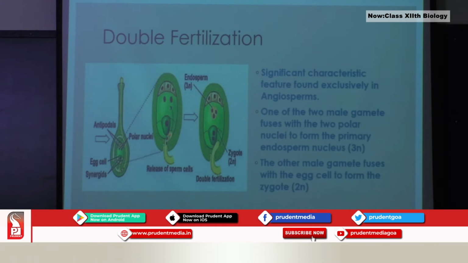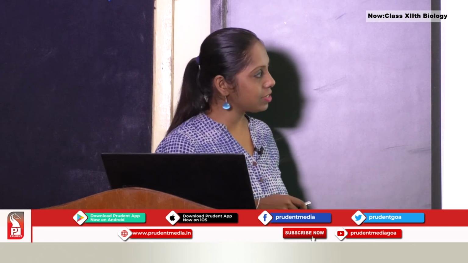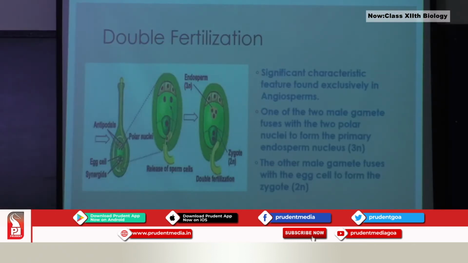So the pollen tube carrying the two male gametes pierces through one of the synergids, breaks open and releases the two male gametes. As you can see here, the two nuclei, the two male gametes, have already moved out from the pollen tube. One male gamete goes and fuses with the egg cell.